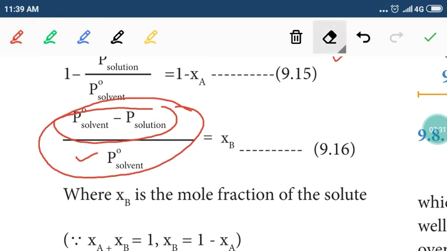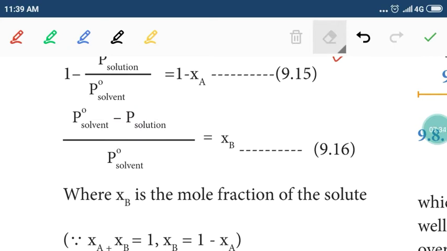Lowering of vapor pressure is related with vapor pressure of pure solvent. So the total term on the left hand side is called the relative lowering of vapor pressure, which is equal to the mole fraction of non-volatile solute.